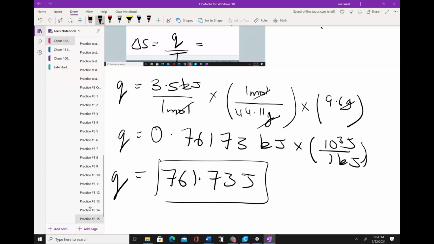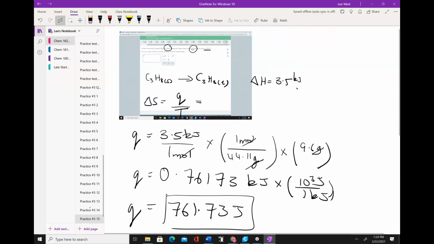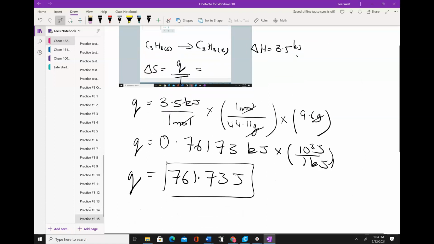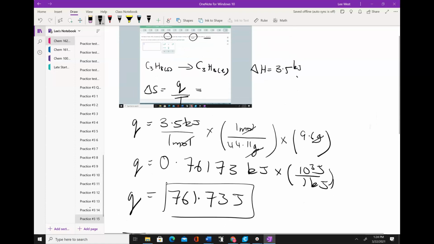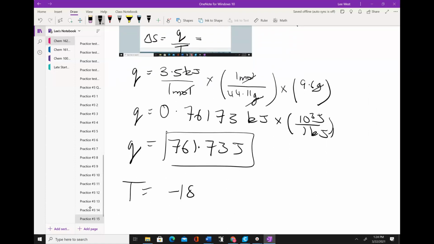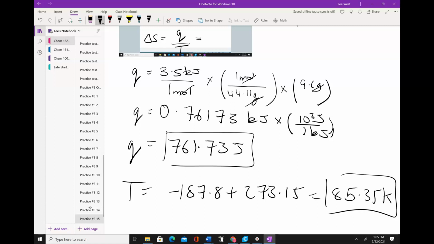That's how much heat has to be transferred to melt this sample of propane. I guess we only need one last thing, which is the temperature, and we've got to turn it to absolute temperature. So minus 187.8 plus 273.15. Here we go, 85.35. 85.35 Kelvin. So we've got both of our bits there.